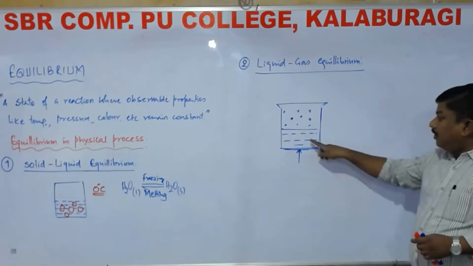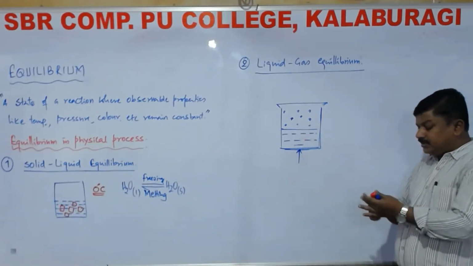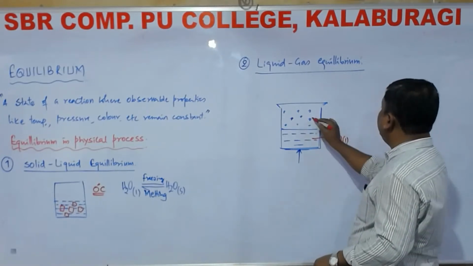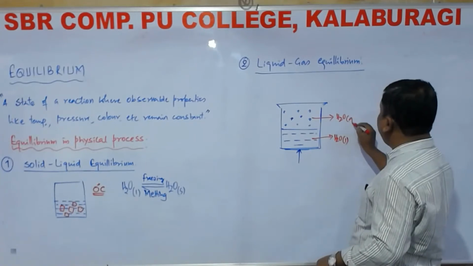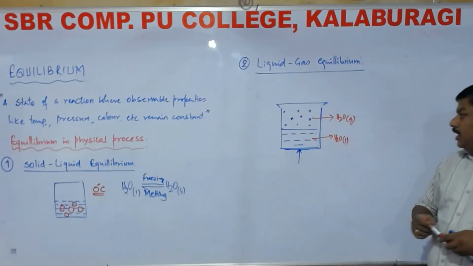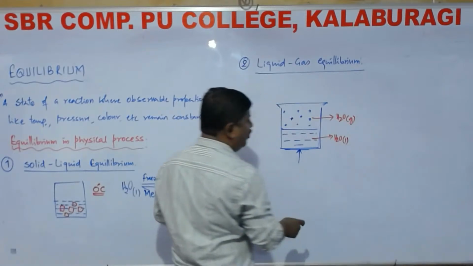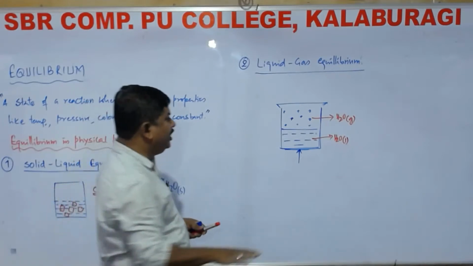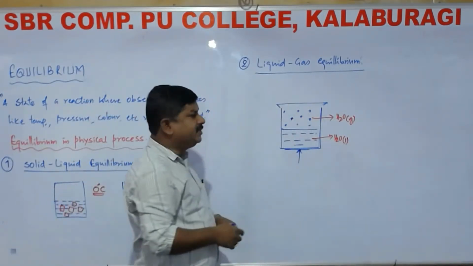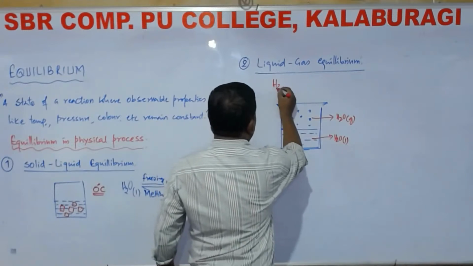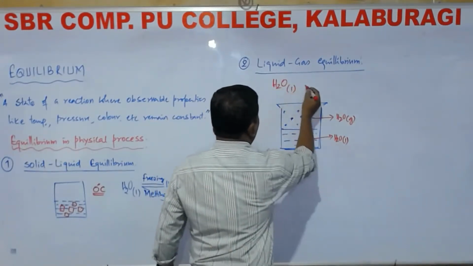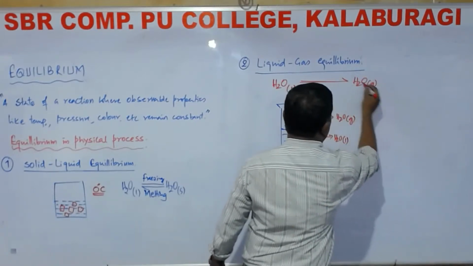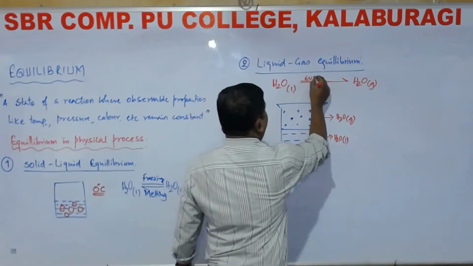Now, consider this liquid water, it is H2O in liquid state. This is also H2O, in gaseous state. If you observe at equilibrium, the amount of liquid water and gaseous water are the same. How much of this water is there? The same amount, because this is H2O. This H2O liquid gets converted into H2O gas. What's the name of this process? Evaporation.